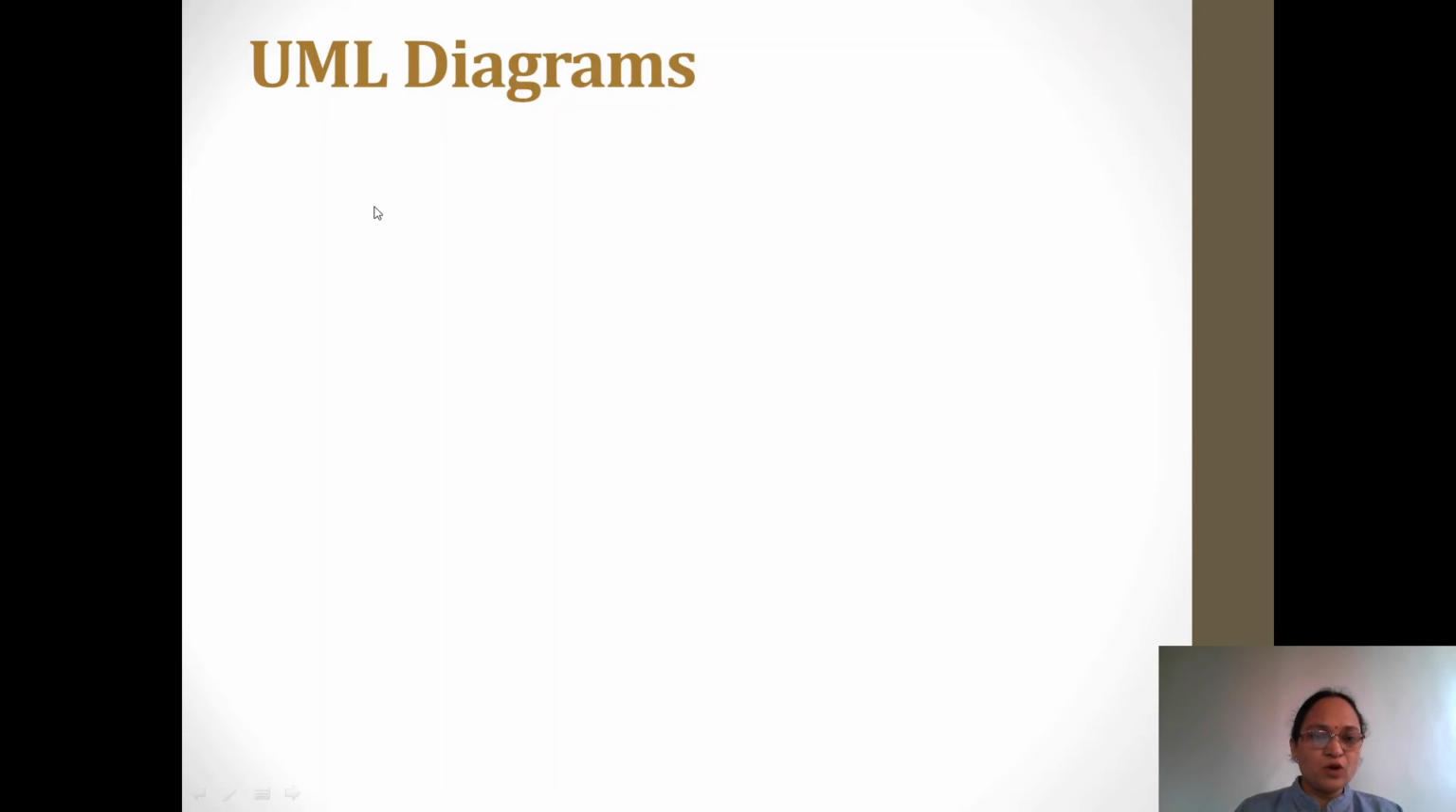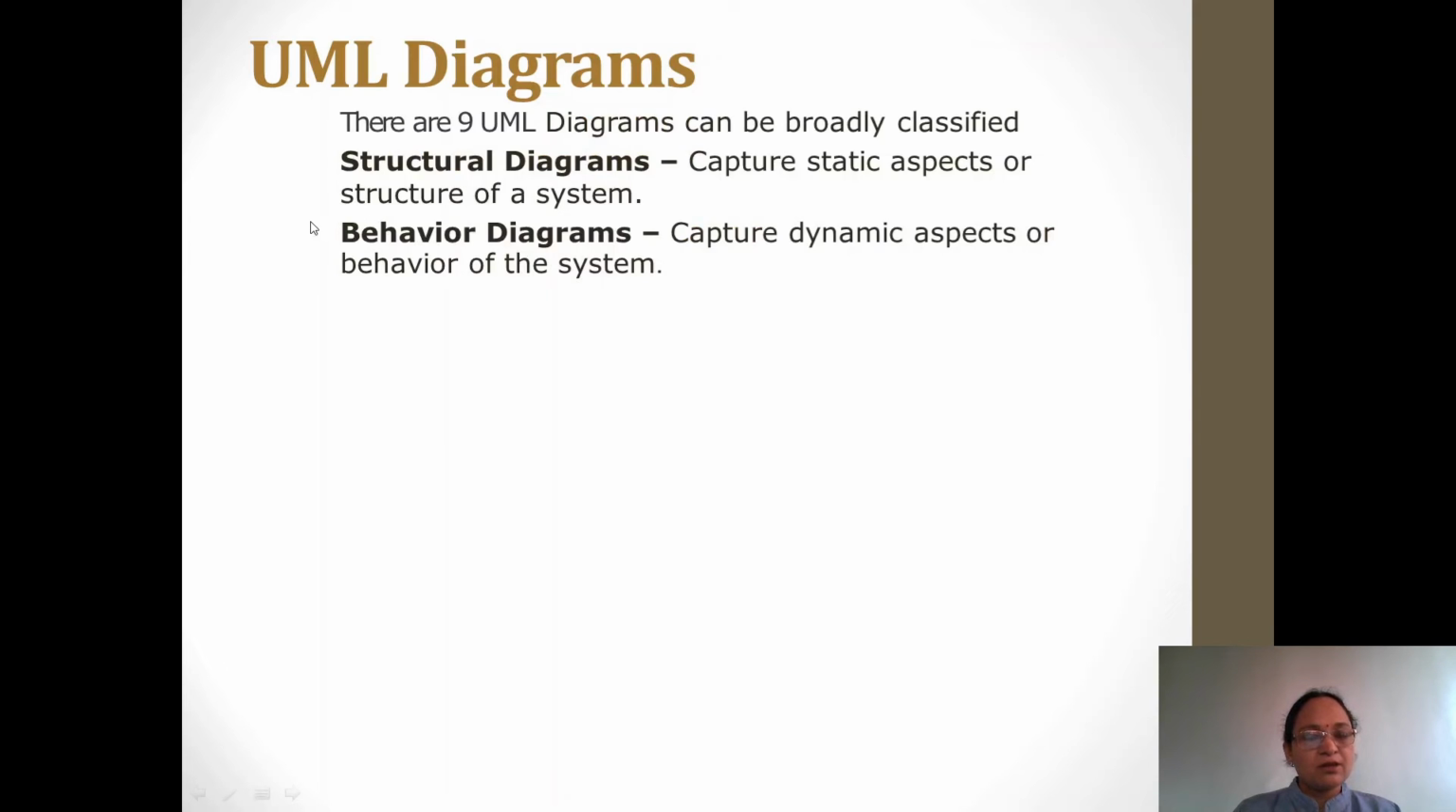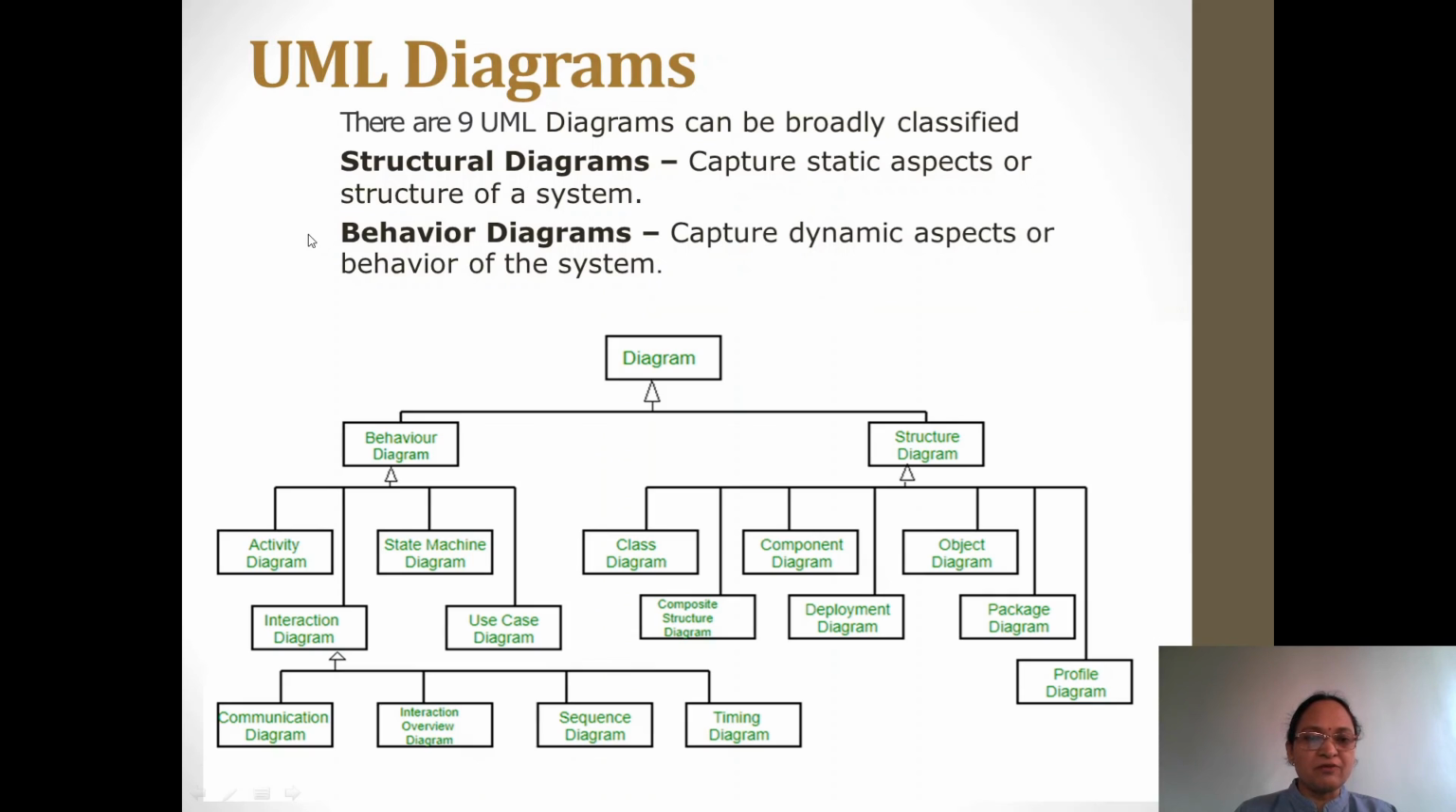The next UML building block is UML diagrams. There are nine UML diagrams, which can be broadly classified as structural diagrams and behavioral diagrams. Structural diagrams capture the static aspect or structure of a system. Static means which cannot change at runtime. The diagrams which show the static aspects are called structural diagrams. Behavioral diagrams capture the dynamic aspect or behavior of a system. At runtime, the system changes its behavior. The diagrams which show the behavior of the system come under the behavioral category.